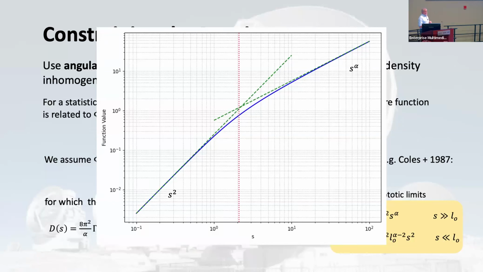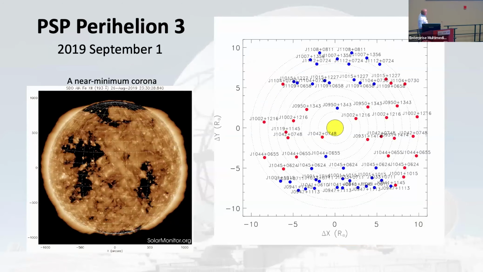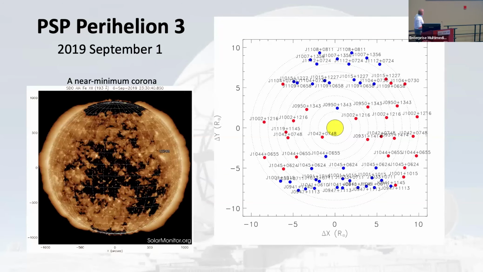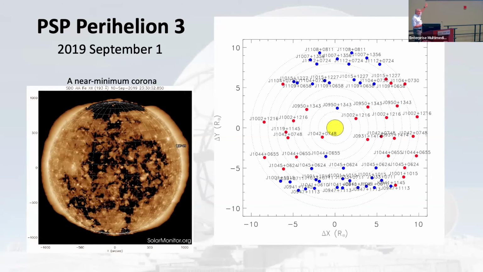Complicated arithmetic for a fairly simple function that has these two asymptotic limits: s to the alpha, alpha being the index of the turbulence in the flat portion of the spectrum when you're above the dissipation scale, and just a simple square law below that, okay? So we've done some observations during 2019, during the third perihelion, at minimum corona.